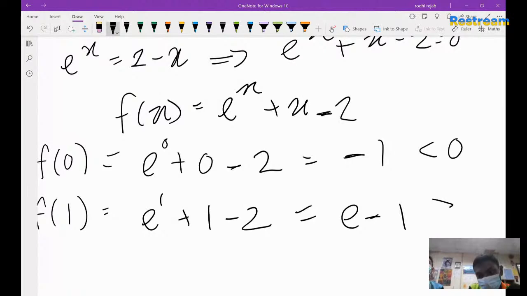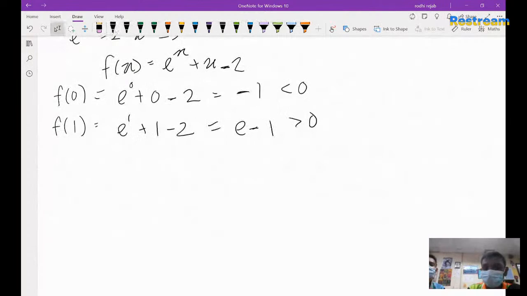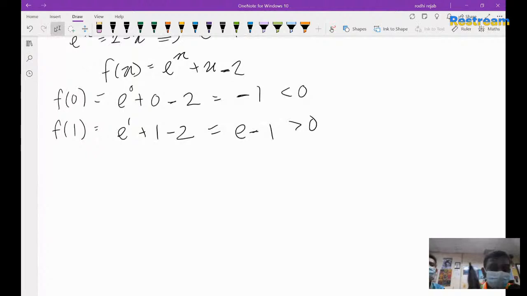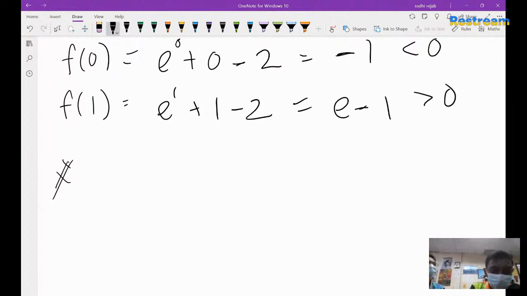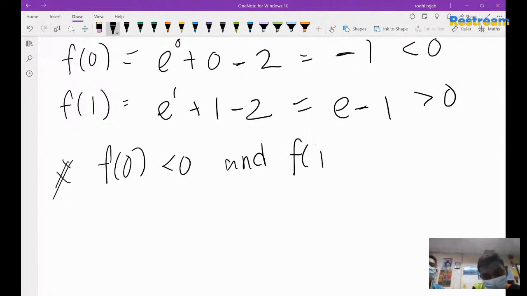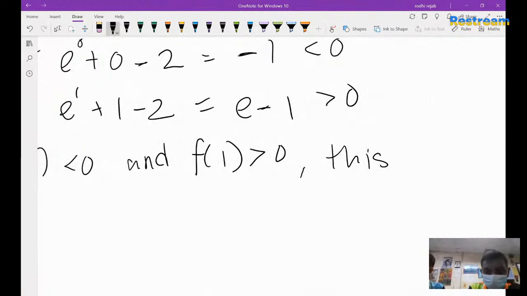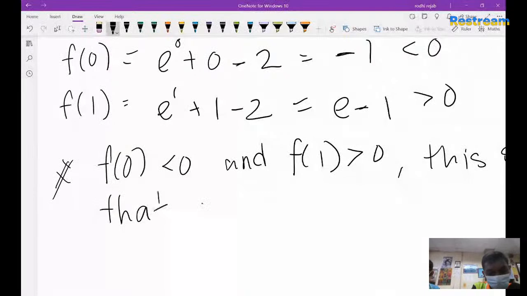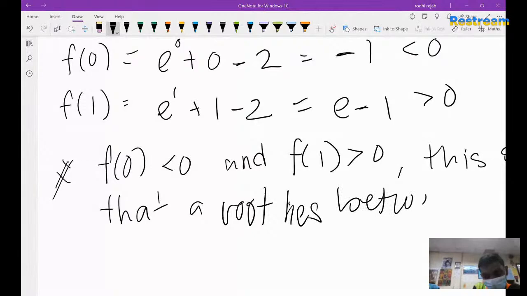So kita dah tahu yang f(0) is less than 0 and f(1) is more than 0. So this shows that a root lies between 0 and 1 for f(x).